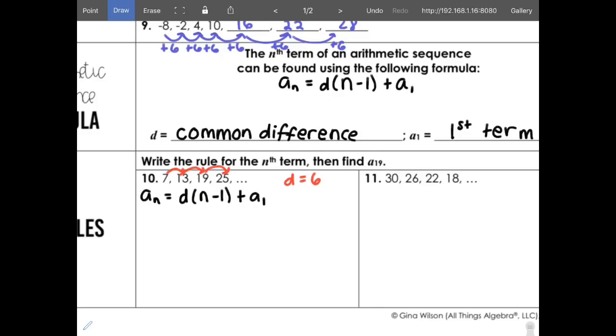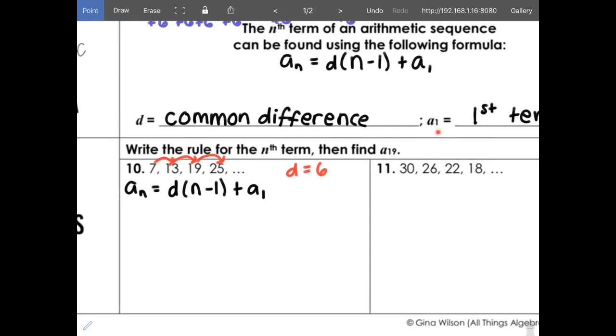Now, this new thing we just talked about, A sub 1, we need that too. A sub 1 is just our first term. What is the first term in this sequence? It's 7. Whatever the sequence starts with, that's your A sub 1. So it's 7. Okay, now we can make a formula. That's all we need. So let's plug in.